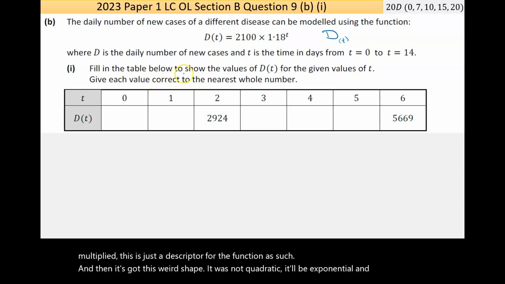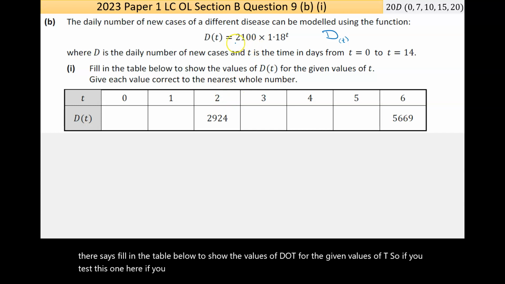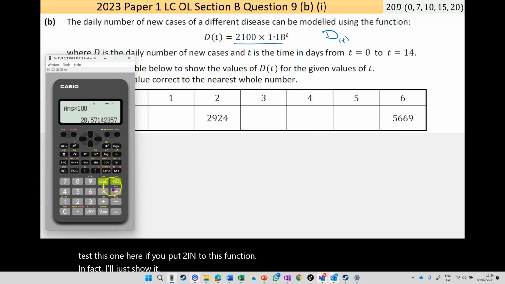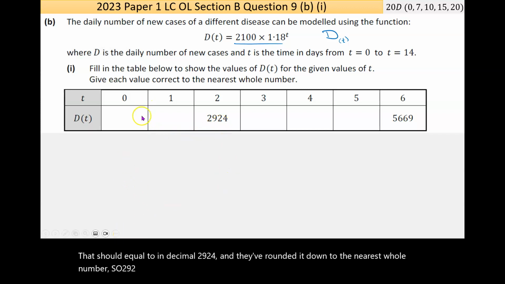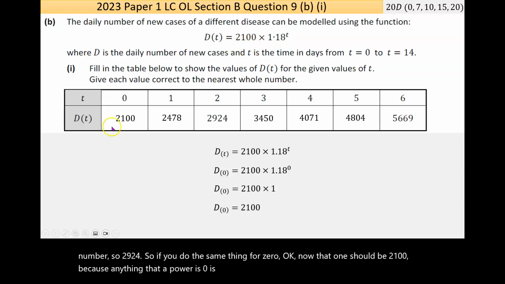And part 1 there says, fill in the table below to show the values of D of t for the given values of t. So if you put 2 into this function, in fact, I'll just show it. Then I have 2,100 times 1.18 to the power of 2. Now that should equal, in decimal, 2,924, and they've rounded it down to the nearest whole number, so 2,924. If you do the same thing for 0, that one should be 2,100 because anything to the power of 0 is 1. 2,100 by 1 is 2,100.